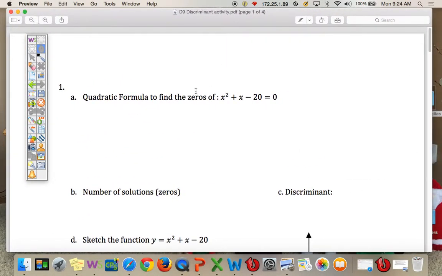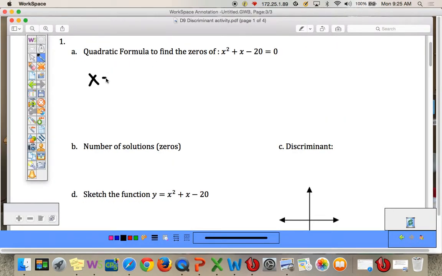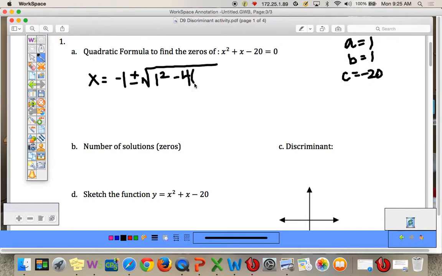So example, here's the first one. Use the quadratic formula to find the zeros of this right here. So let's do that real quick. X equals opposite b plus or minus the square root of b squared, which is 1 squared. And I should label my a, b, and c. A is 1, b is 1, c is negative 20. So 1 squared minus 4 times a times c all over 2a.